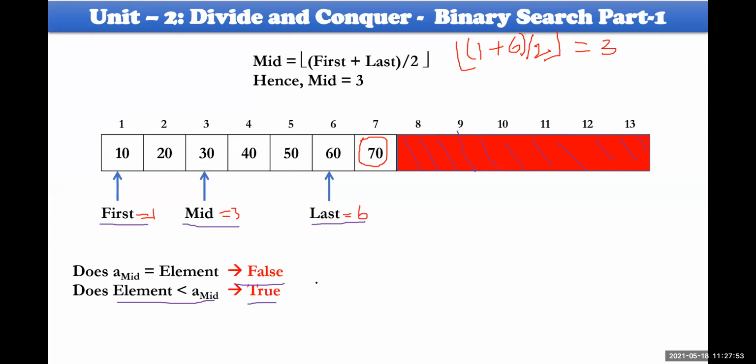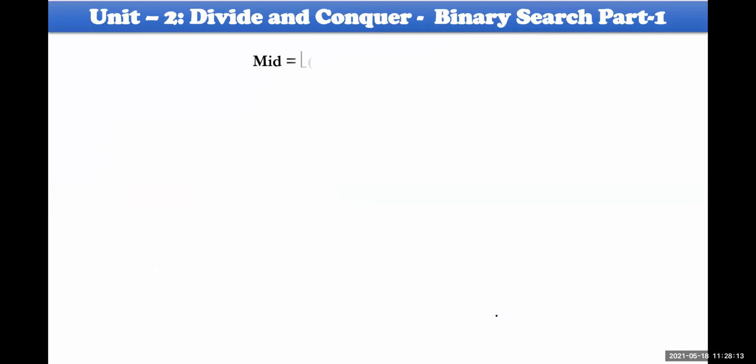Because it is true, the problem space will be reduced again. Now first will be equal to 1, whereas mid minus 1 equals 2, since mid is already 3, minus 1 is 2. The problem space will be reduced again. Now look at this. Again we would like to identify the same process one more time, that is mid equals first plus last by 2.